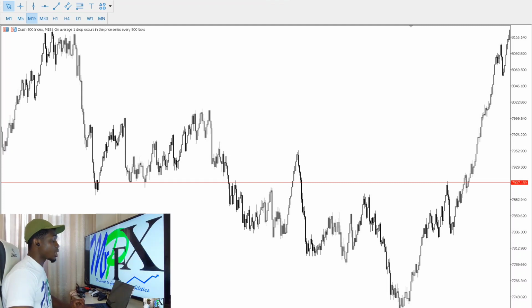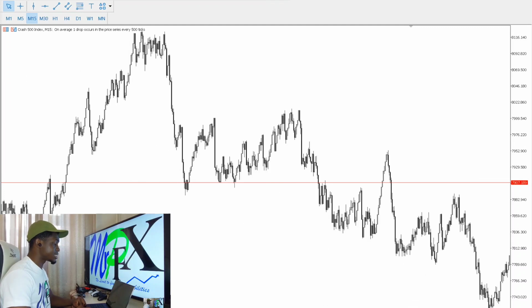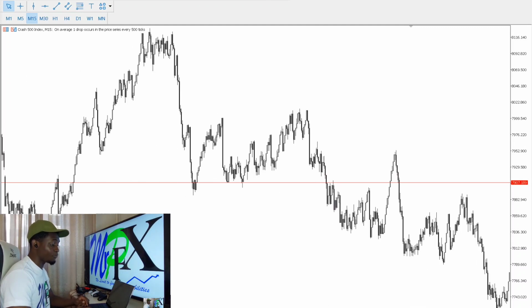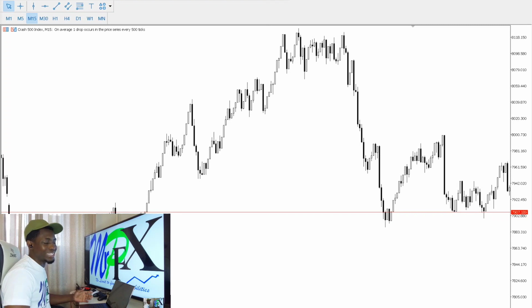First of all, what we have here is this. I'll be using a 15 minutes time frame on Crash 500 just as an example. I'm not doing any analysis here, I'm just showing you how to simply place your take profit and your stop loss. So first of all, let's check our stop loss. The first thing you have to do here is this.